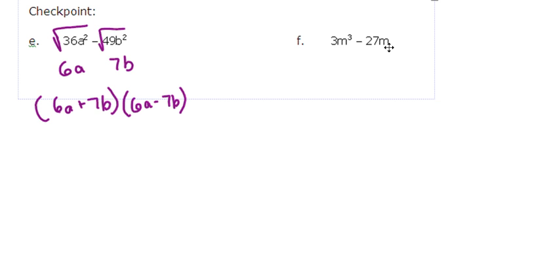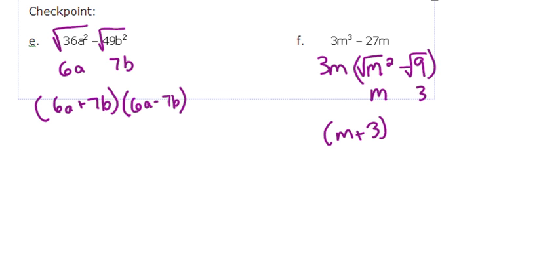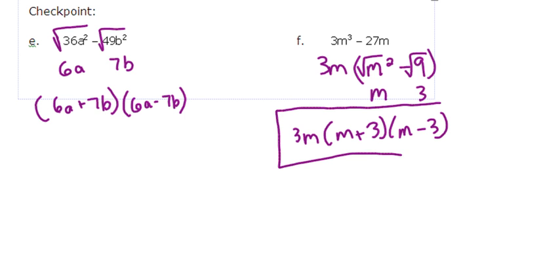Now f, this one I have a GCF. I can take out a 3 and an m. So 3 divided by 3 is 1, so I'm left with 1m squared because I took 1m away. 27 divided by 3 is 9, so I have the minus 9. And I took the m away, so I'm just left here. So now if I take the square root, the square root of m squared is m. The square root of 9 is 3. So I have m plus 3, m minus 3. Then I put the 3m out that I took out for my GCF. So there's my answer.